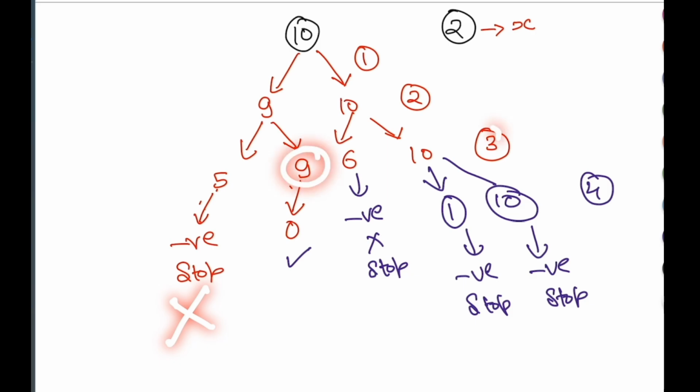But for this one, you will see that 3 square is equal to 9. This is what you needed. This is 0. So you got away. Again, for this one, it will be negative because 3 square is 9. You just need 6. So it is negative. Stop.